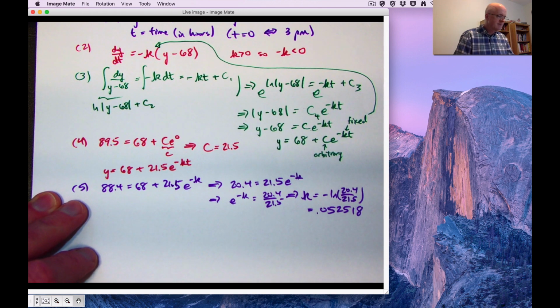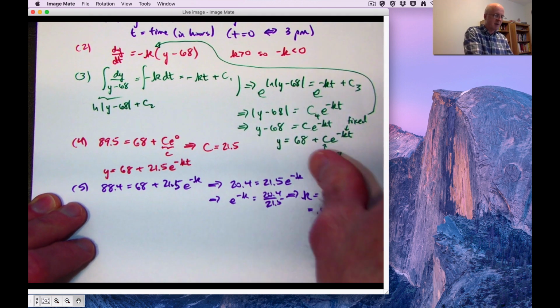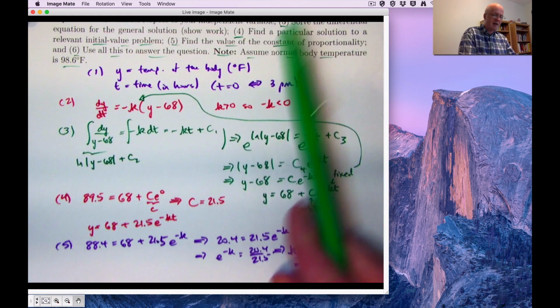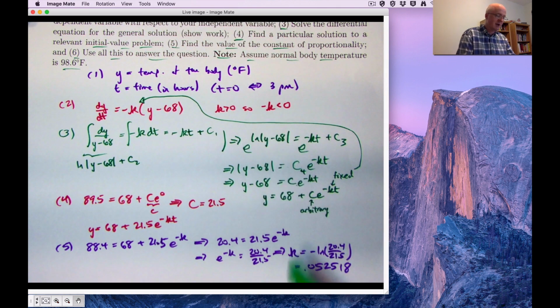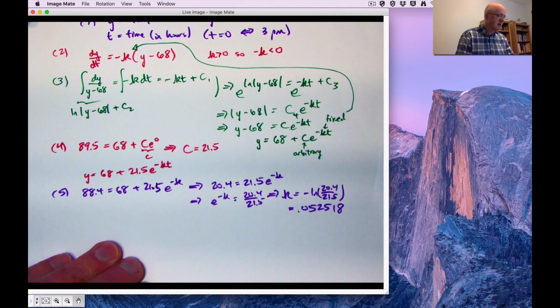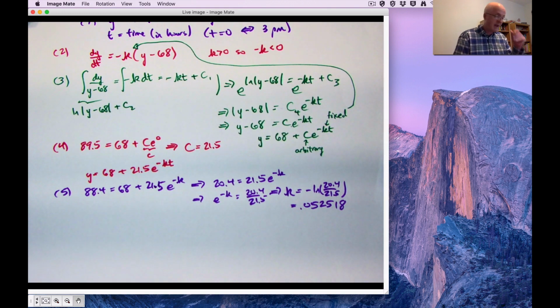So that's what k is, and that satisfies part 5. We have found the value of the constant of proportionality. Actually, negative k would be the constant of proportionality. But it's fine to just write k.